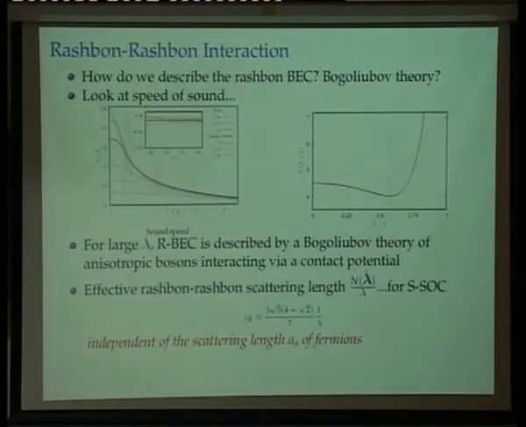So the Rashbaum BEC is described by a Bogoliubov theory of anisotropic bosons whose scattering length is independent of the scattering length of the fermions and determined only by the spin orbit coupling. And as I send lambda to infinity, I have weakly interacting Rashbaums. Okay, and that's what saves you. So it's an extremely beautiful state where the emergent excitations, their interactions, are not governed by the interactions of the constituents, but by some parameter that enters the kinetic energy.